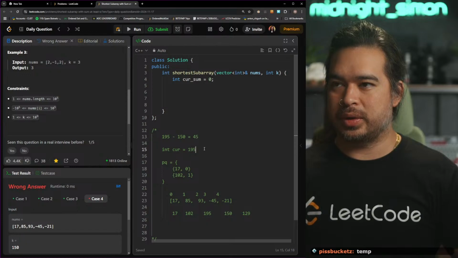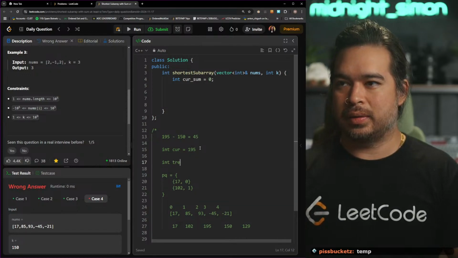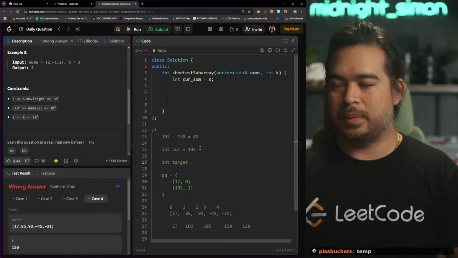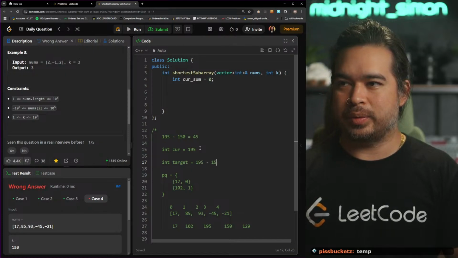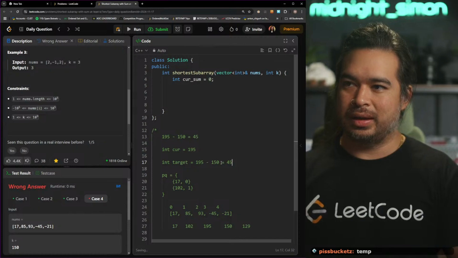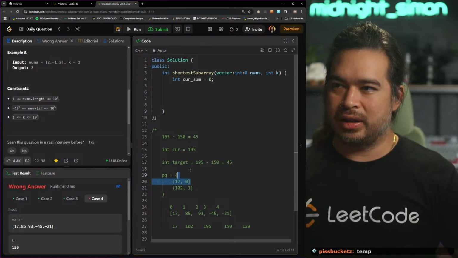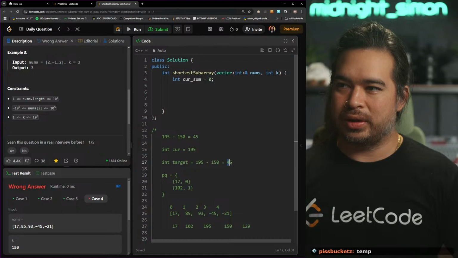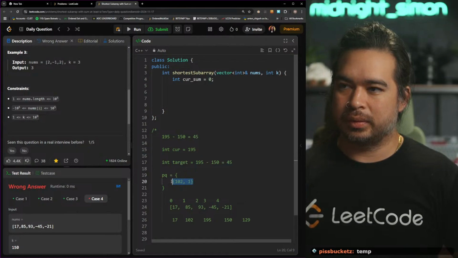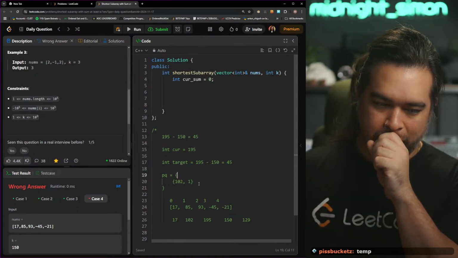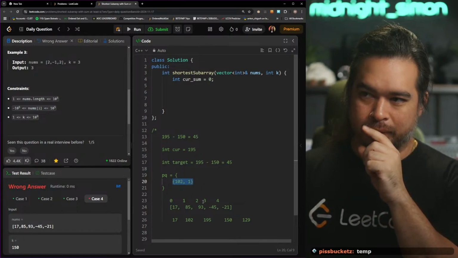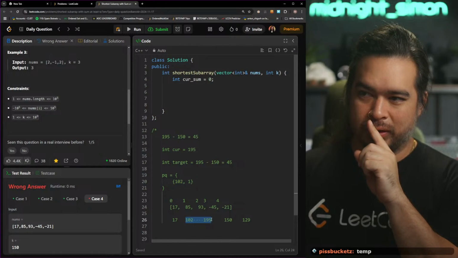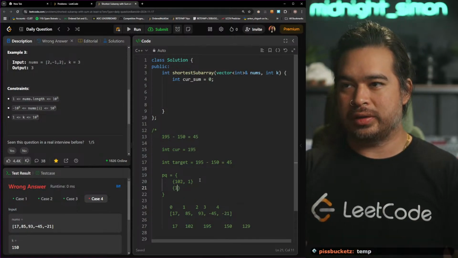So like our current sum is 195. Our target is gonna be 195 minus 150, which is 45. That means we're gonna pop things off the heap until the top is greater than or equal to our target. And then it will tell us that's good. And then we put the current sum in there.